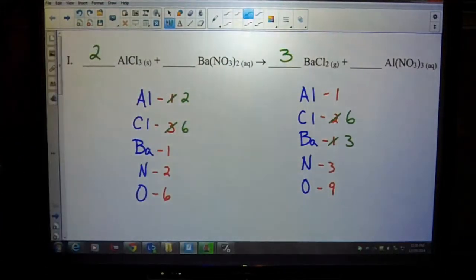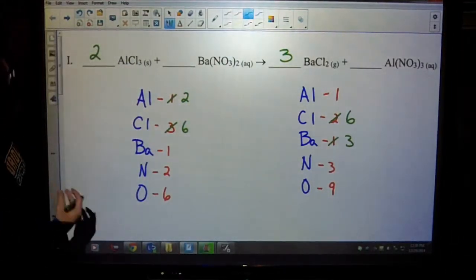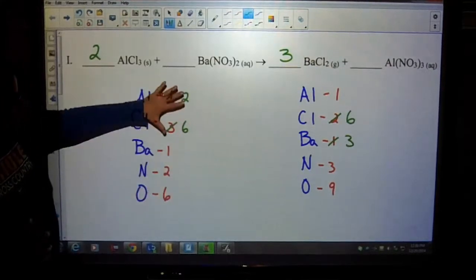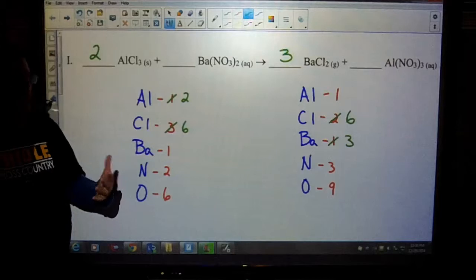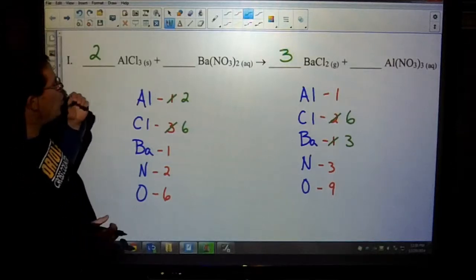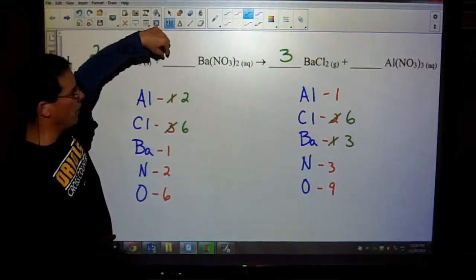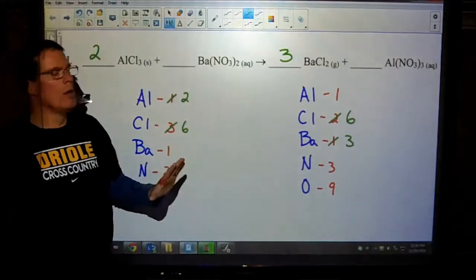Again, the inventory method is to help you keep track of what's going on here. What we don't do, and you might find out later on, you might want to try this, is say, oh, if I put a 3 there, I've already got 1 barium, so that means I have a total of 4.